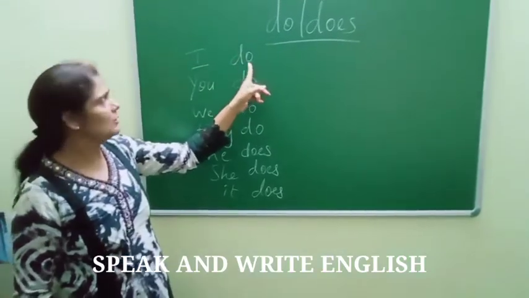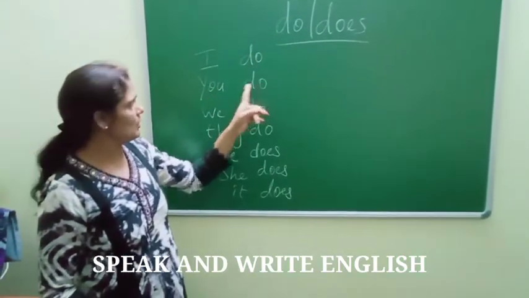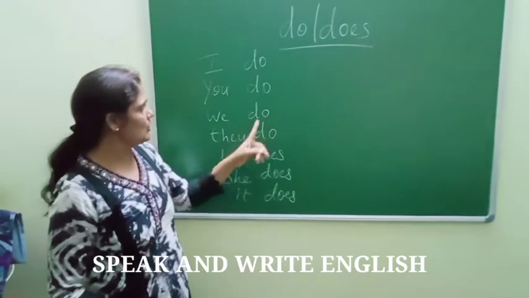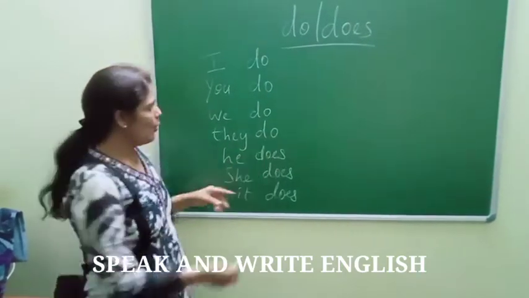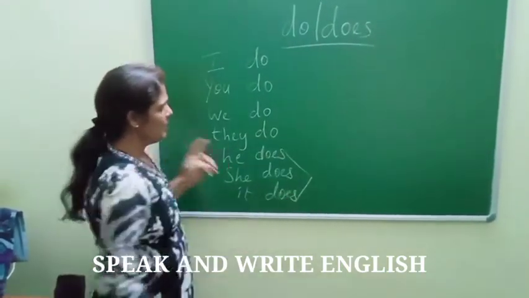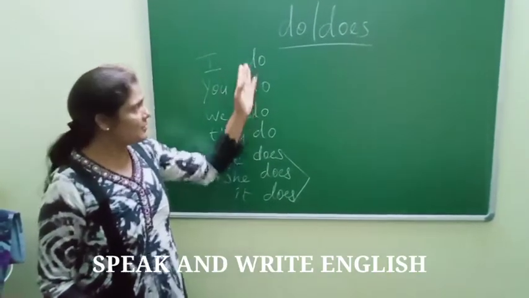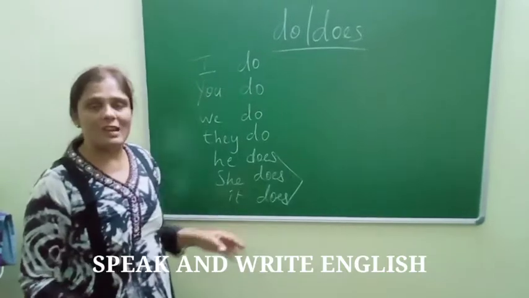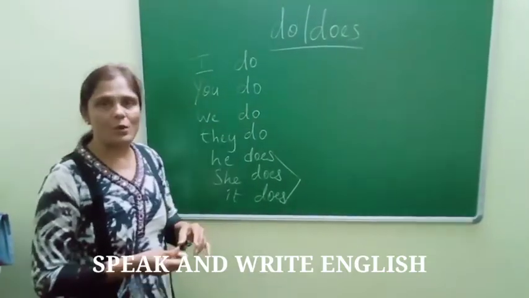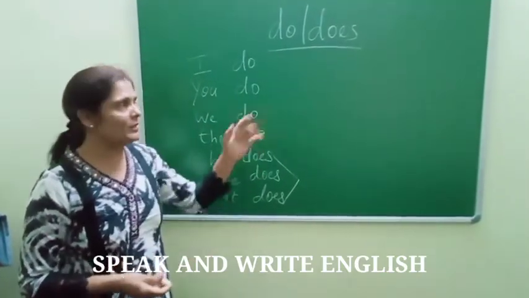I do. You do. We do. They do. Only for the third person we are going to make use of the auxiliary does. This is for the pronouns. Let us understand how the auxiliary do and does is used with the nouns.